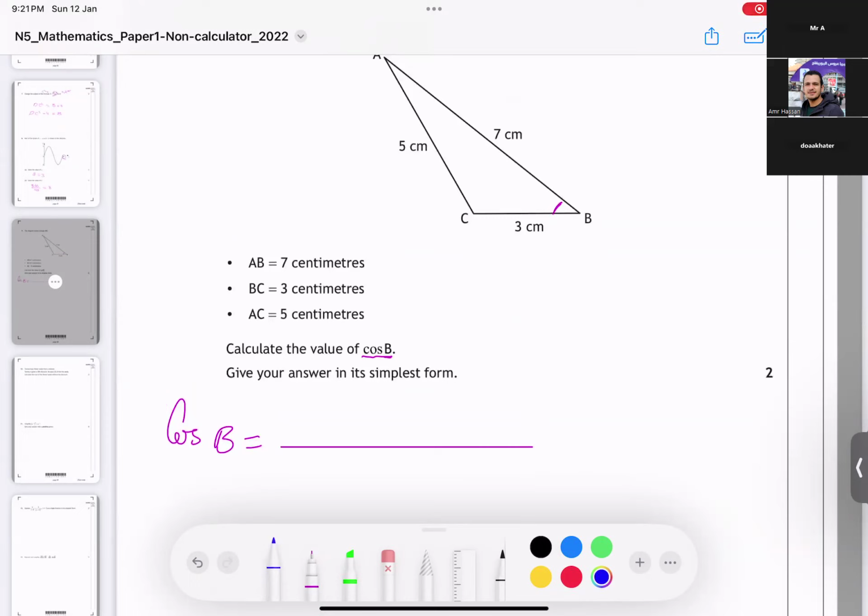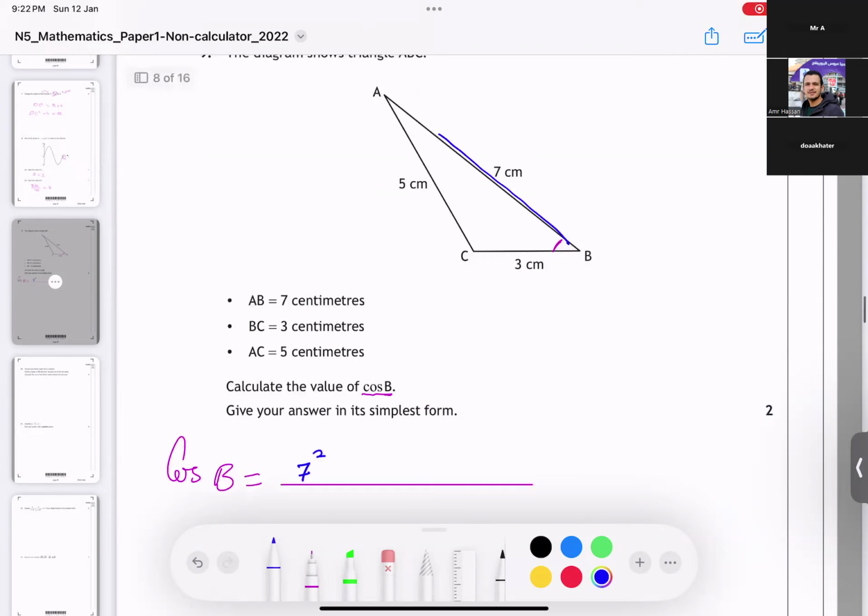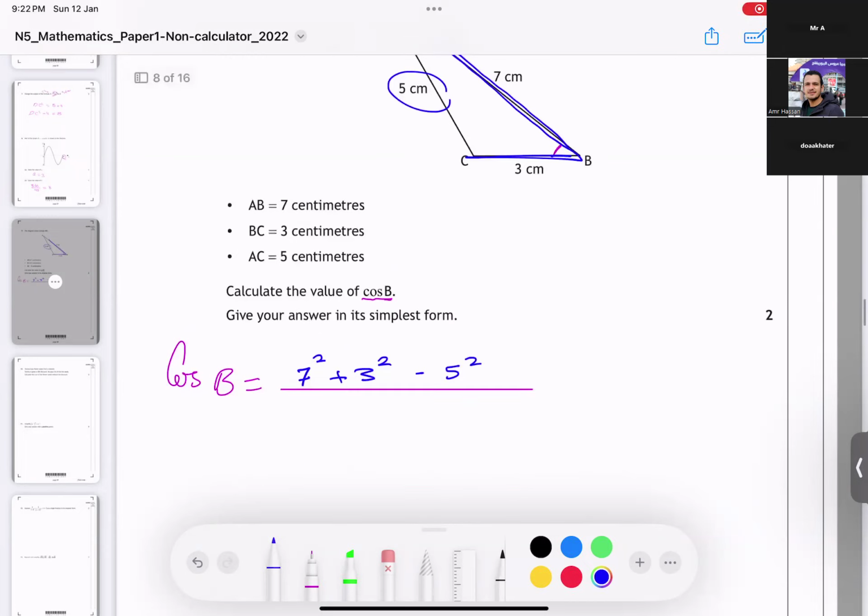So I need to get them. If you want to get this one, let me write it. It's going to be 7 squared, right? Yeah. I need to get those. So it's going to be plus 3 squared minus this one, minus the opposite, divided by 2, multiplied by them, 7 times 3. Okay? Do it again.